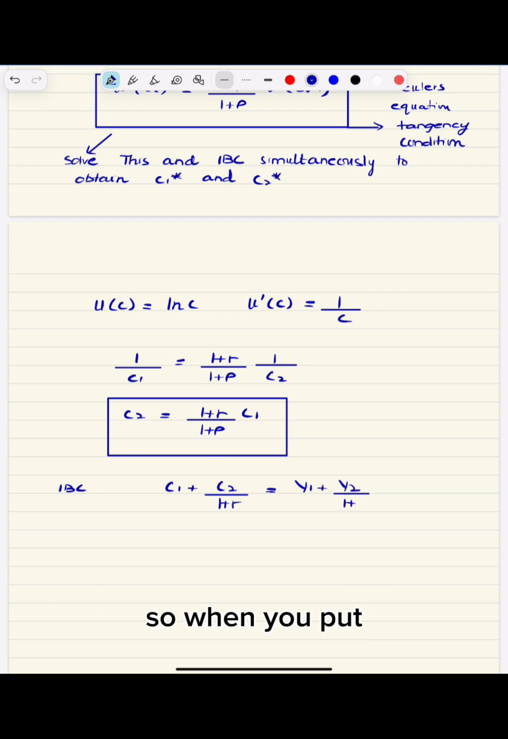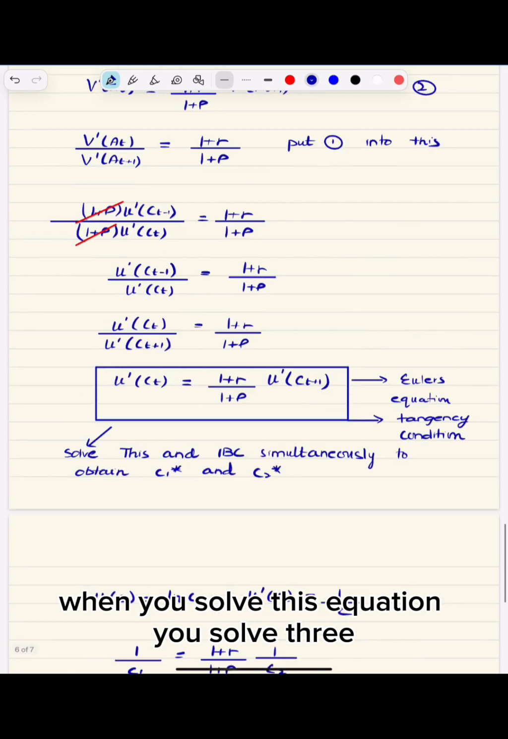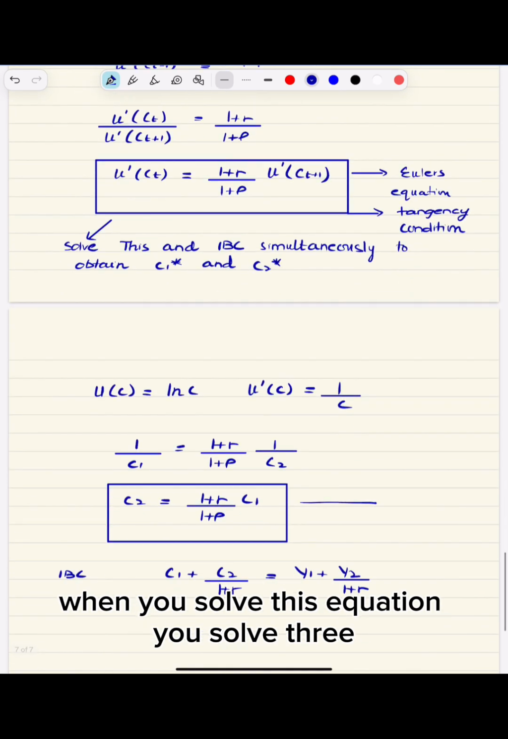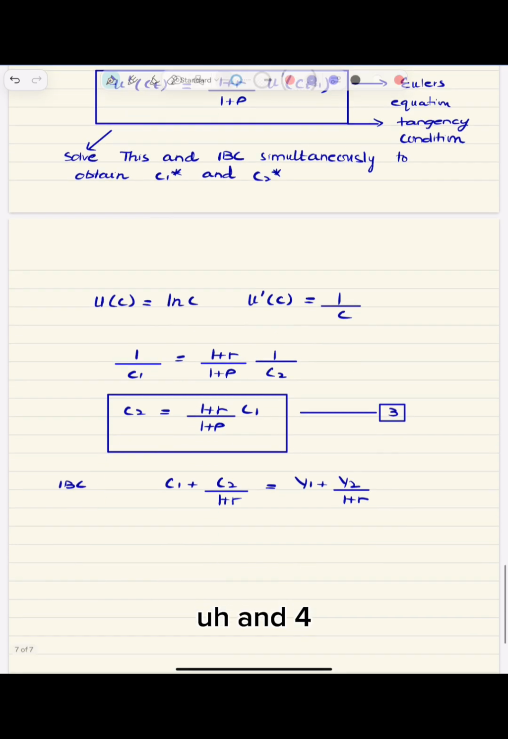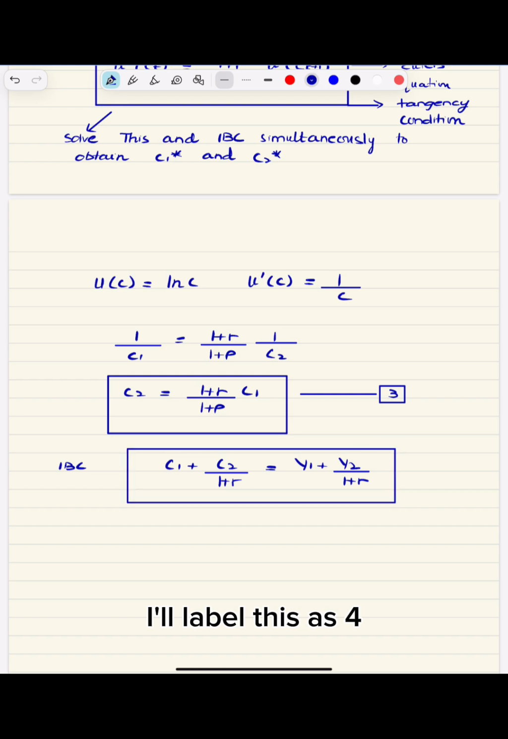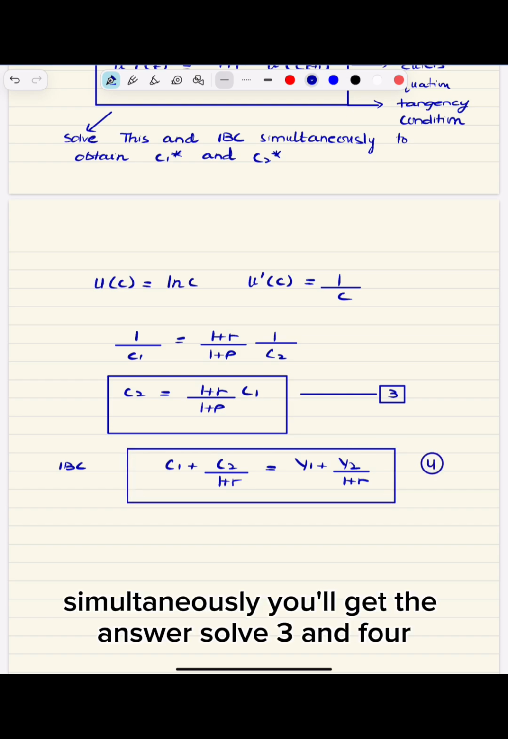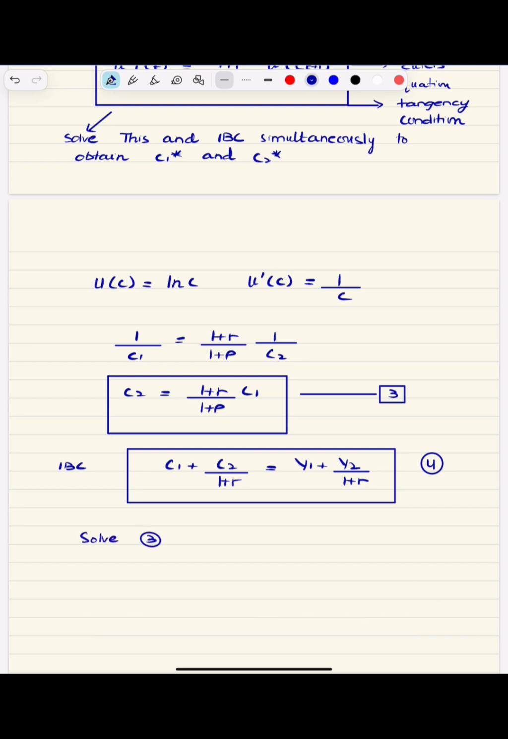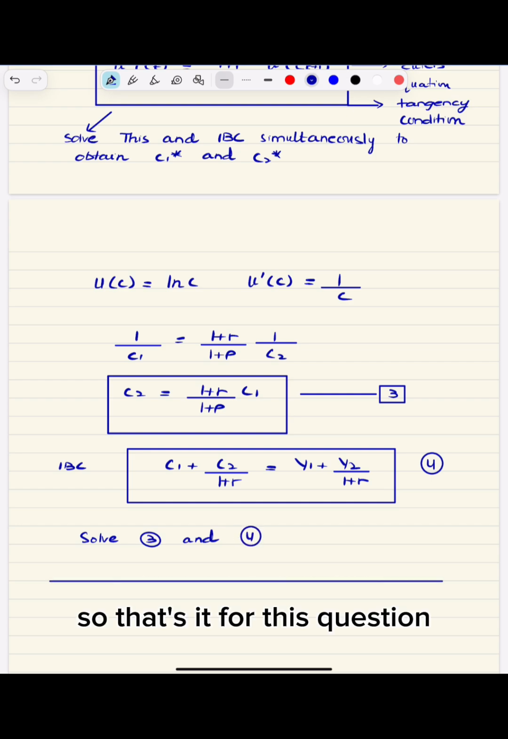So this is the present value of lifetime consumption, and this is the present value of lifetime income. So when you solve this equation, I'll label this as 4, you solve 3 and 4 simultaneously. You will get the answer. Solve 3 and 4. So that's it for this question.